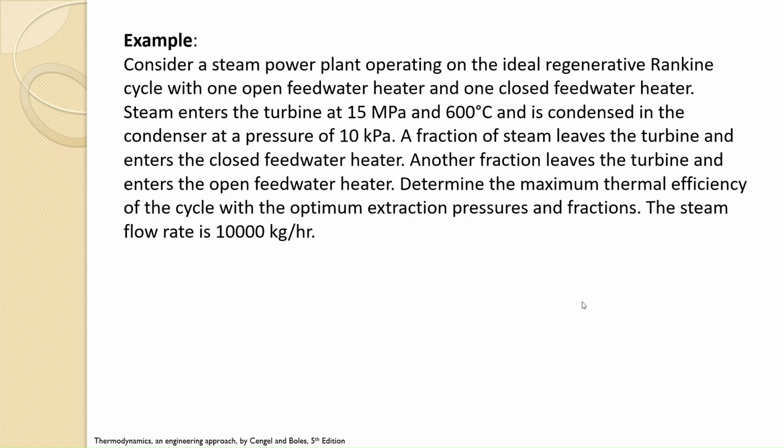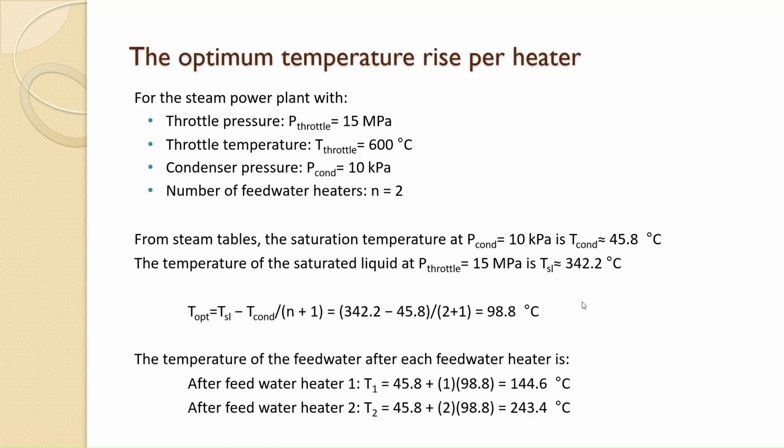Before we use Aspen for the simulation, let's do some calculations with the optimum rise temperature equation. As we know, the throttle pressure is 15 megapascal, the temperature is 600 degrees C, condenser pressure is 10 kilopascal, and the number of feed water heaters that we have is 2.